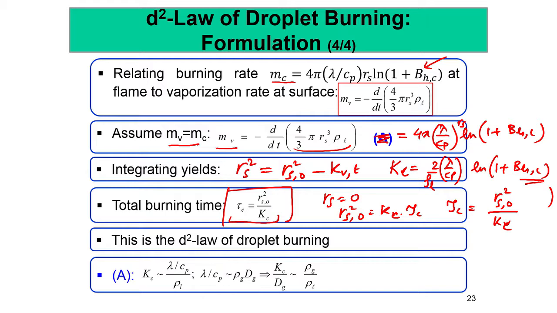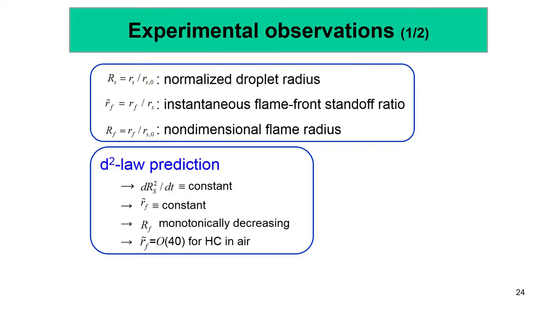Now of course, the formula for Kc is essentially lambda by Cp times rho L, times ln of 1 plus B_HC. If this is order 1, because B_HC is order 1 to 10, then ln of 1 plus B_HC will be of the order of 1 essentially. So we can say that Kc is essentially 2 times lambda by Cp by rho L, and then we can set rho g times Tg equal to this, and we can have an estimate of Kc in this form, okay.